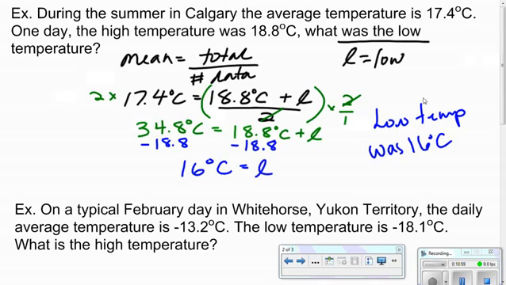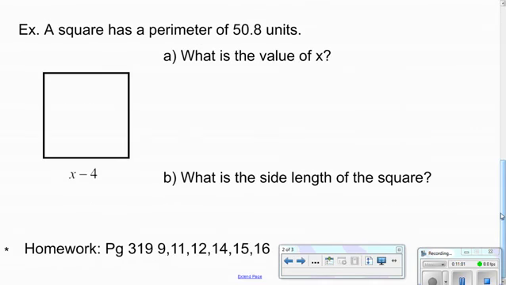Oops. Wrong button. So then the last thing I want to show you is something to do with perimeter. I keep giving you perimeter practice questions because for some reason you don't remember how to do it. So I'm going to give you lots more.